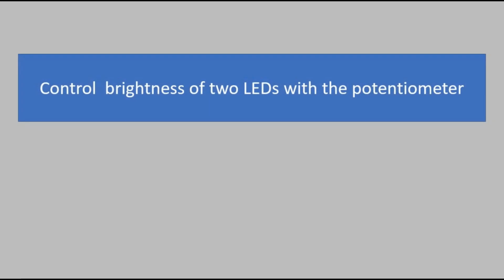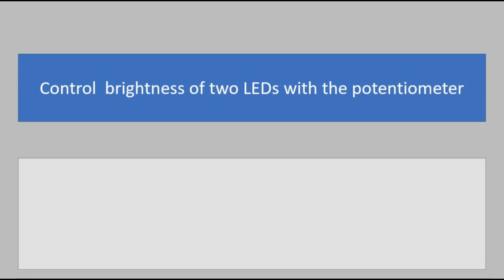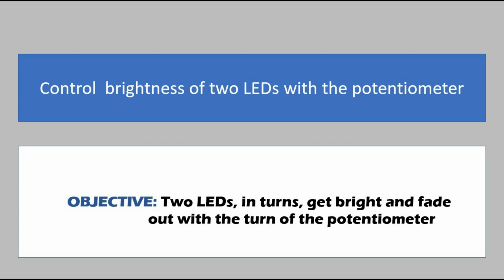This is a variation of one of the simplest projects, which is to fade the LED. In this one, we would use potentiometer to in turn bright up and fade out 2 LEDs.